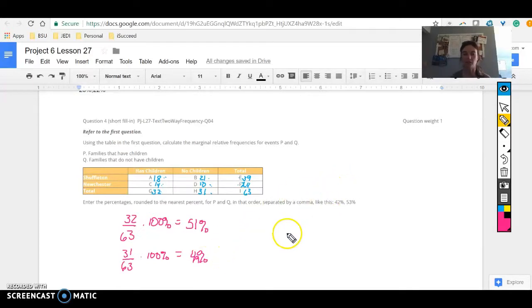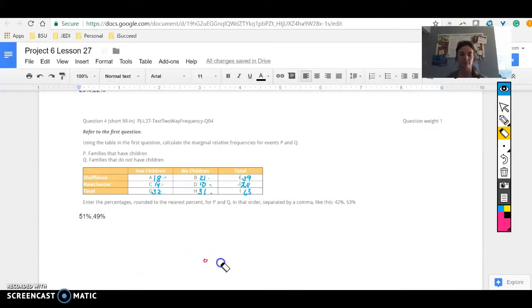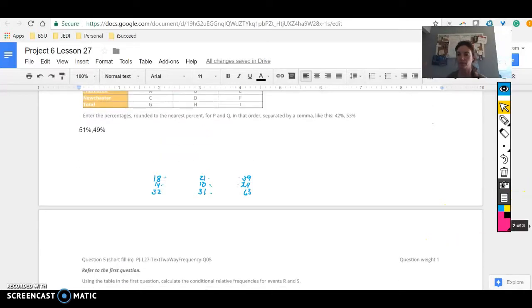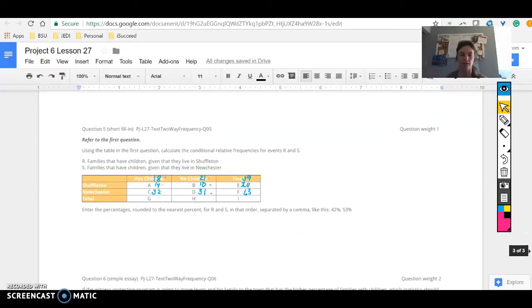So when you enter that in, you'll want to just write 51%, 49%. Okay, that's number 4. We've got 2 more to go. Two-way frequency tables are pretty cool. They give you a lot of information to analyze.